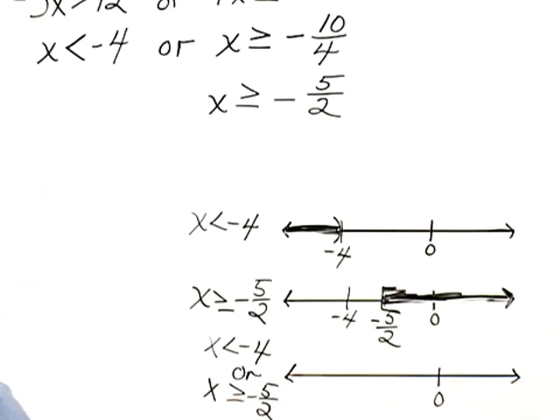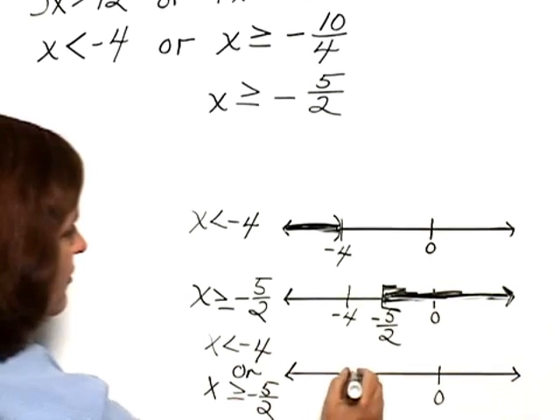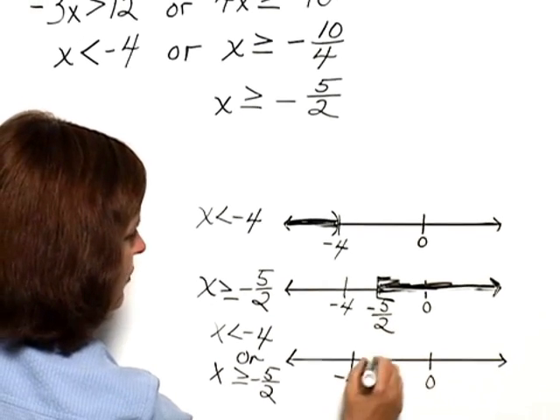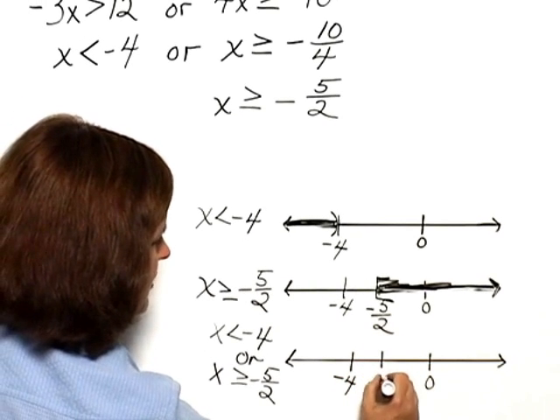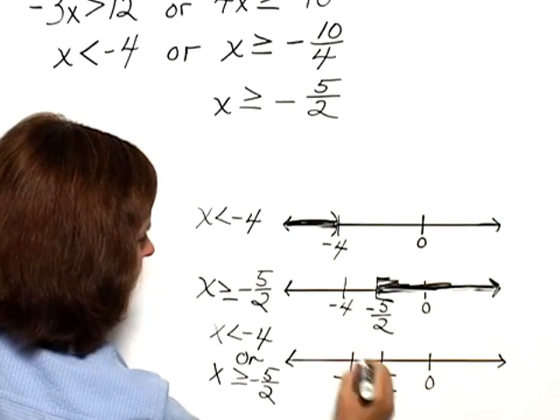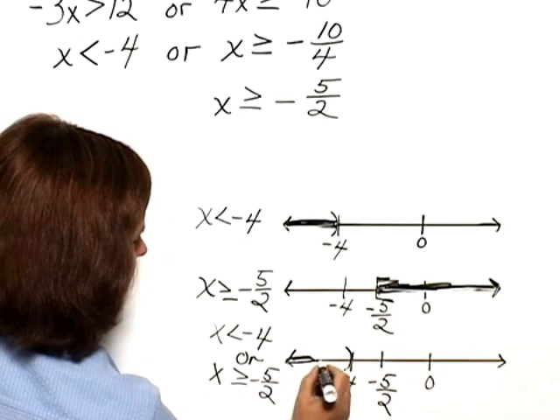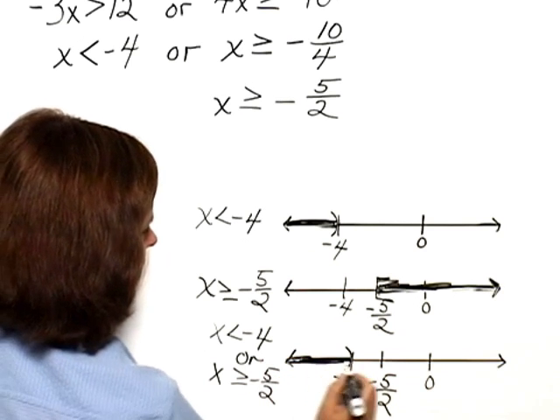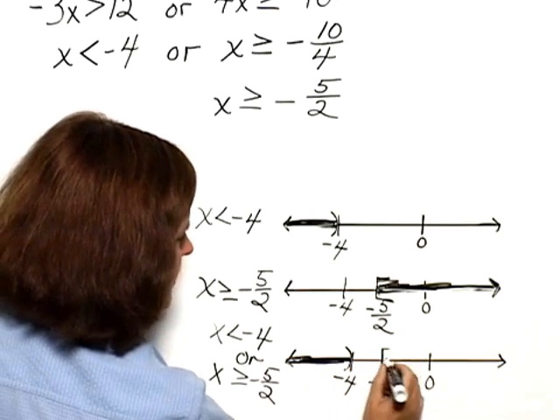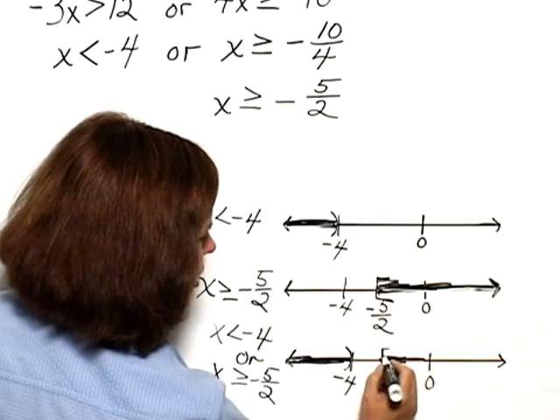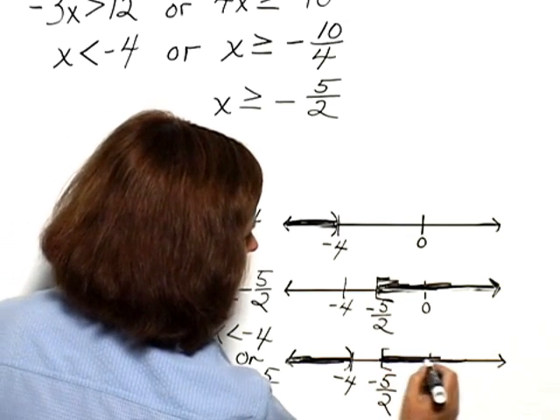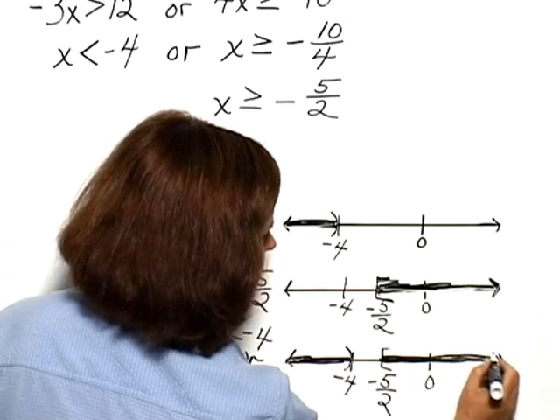That means it can be in one interval or the other interval. So our solution set will be the union of the two intervals. So we have the set of all numbers that are less than negative 4 and the set of all numbers that are greater than or equal to negative 5 halves. We have the union of those two sets.